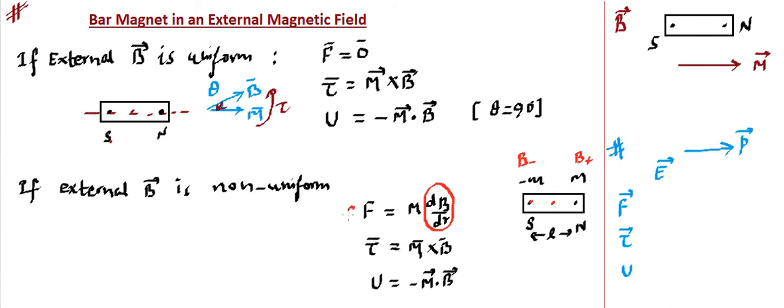So these are the formulas for the non-uniform case, and these are the formulas for the uniform case. Both you can remember. In fact, there's a similarity. Torque and potential energy remain the same. Only the force changes. In the uniform case, force is always zero, whereas in the non-uniform case, it's going to be m dB by dr, which may or may not be zero, right? So that's what it is.